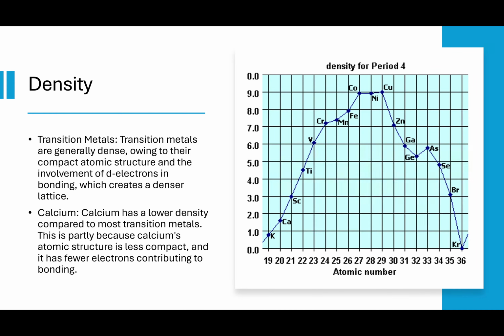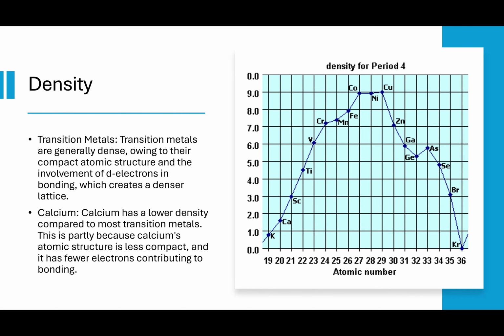All right, so let's have a look at what's the difference now. What does calcium have? Calcium has a lower density compared to most transition metals. This is partly because calcium's atomic structure is less compact and it has fewer electrons contributing to bonding. So calcium tends to be a bit larger than the other ones, and we're going to look at that in ionic and atomic radii.